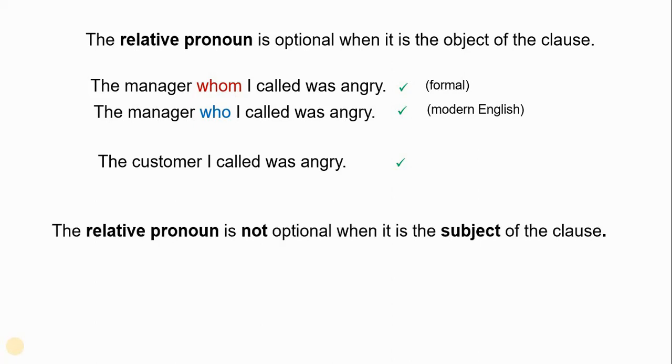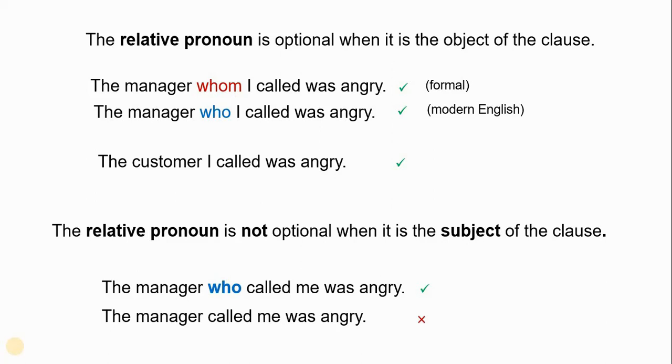The relative pronoun is not optional when it is the subject of the clause. So this means that the relative pronoun is compulsory, we must use the relative pronoun when it is the subject of the clause. We cannot omit it. We cannot miss it out. So remember, we always use who as a subject of the clause. We write this: the manager who called me was angry. So this is correct and this is wrong.